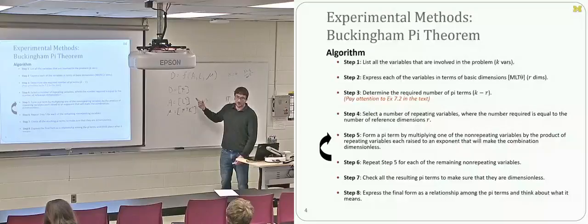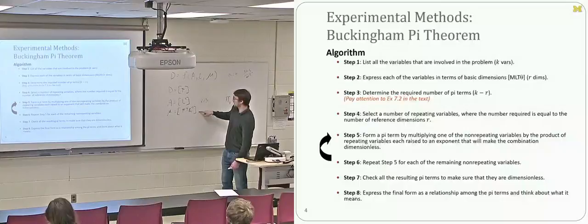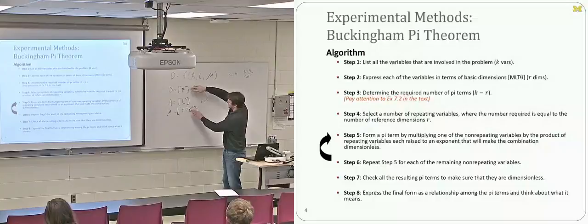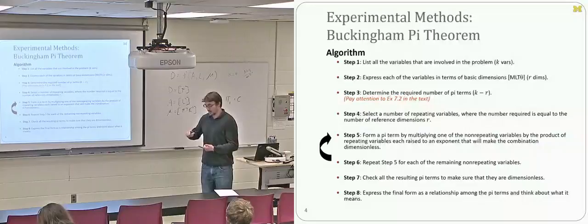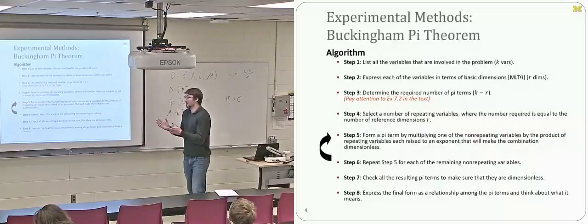Both of these lack time. Put these together, there's no way of getting rid of the time in here to get force. If you put these two together, there's no way of getting rid of the time to get length. So they're all independent from one another. And so that's the idea of repeating variables, is you need to select a number of repeating variables equal to the number of total dimensions that are independent. They have to be able to fully describe the space.